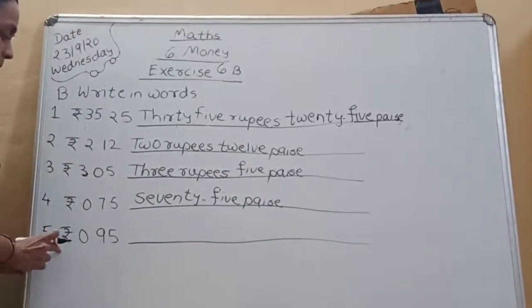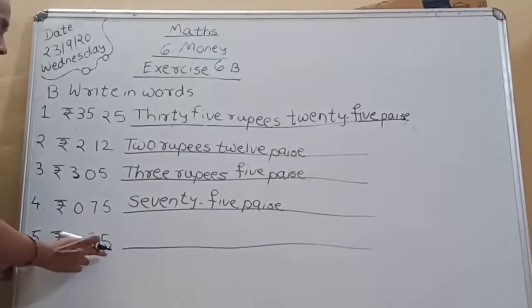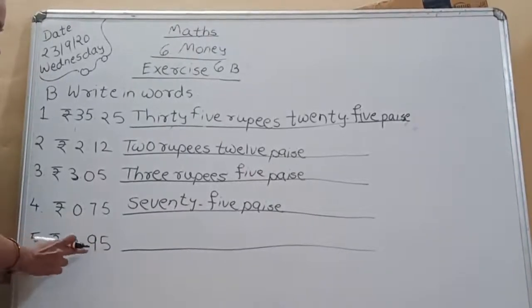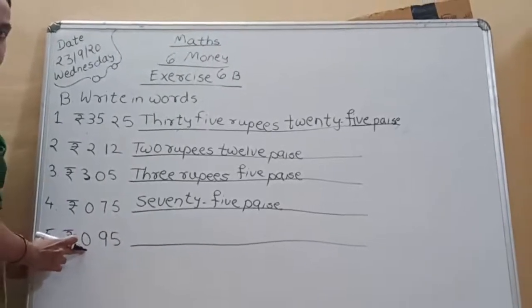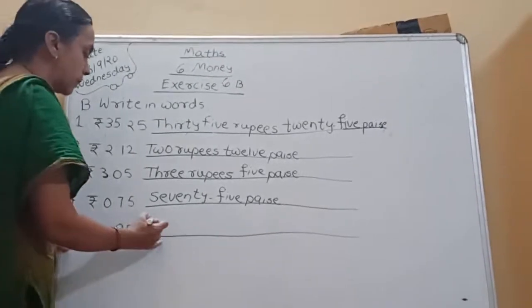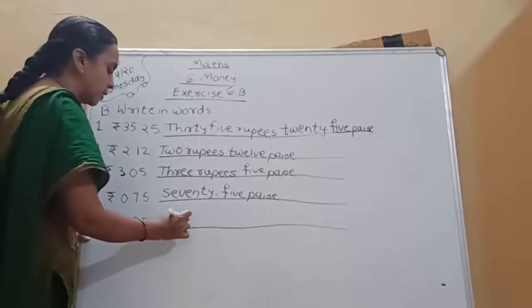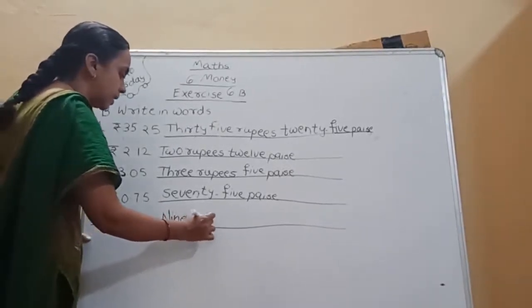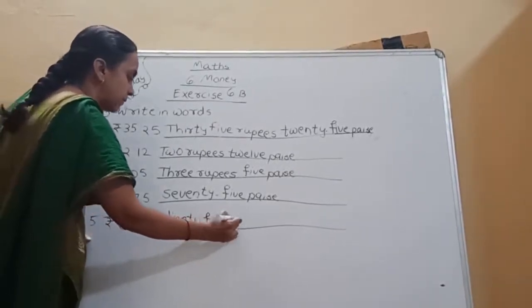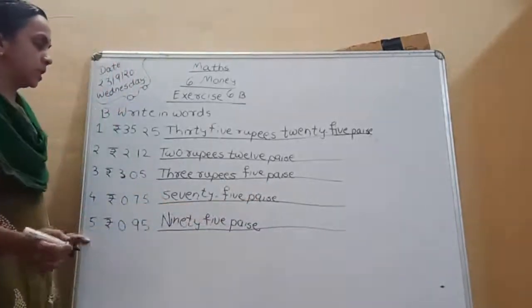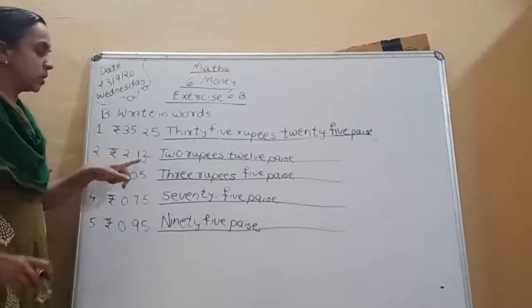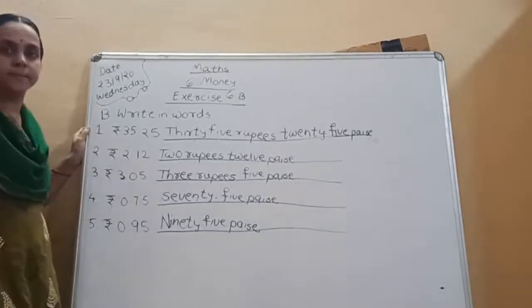Then fifth example is rupees 0.95. Again same. Only 95 paise is given, not rupees is given. So just write down spelling of 95 paise. So in this way you write your answer on that lines.